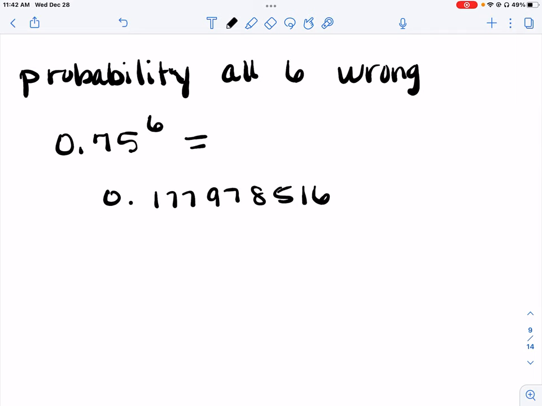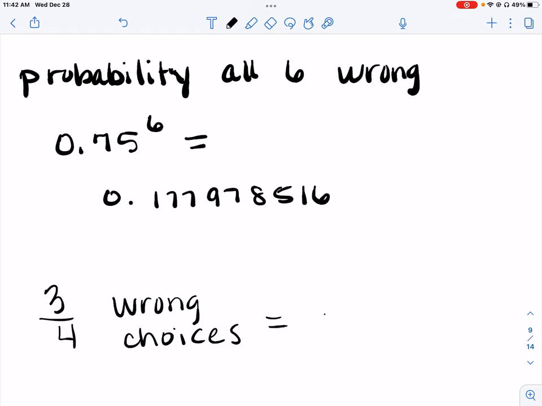The probability of all 6 being wrong, well, that's 0.75 because there's 3 wrong out of 4 choices, which is 0.75. So we would multiply 0.75 times itself. We're doing 6 because we have 6 questions.